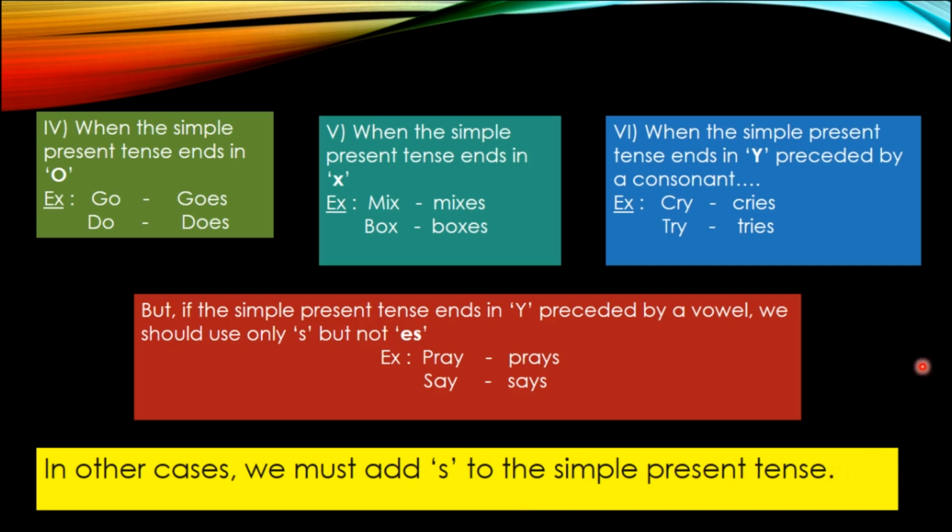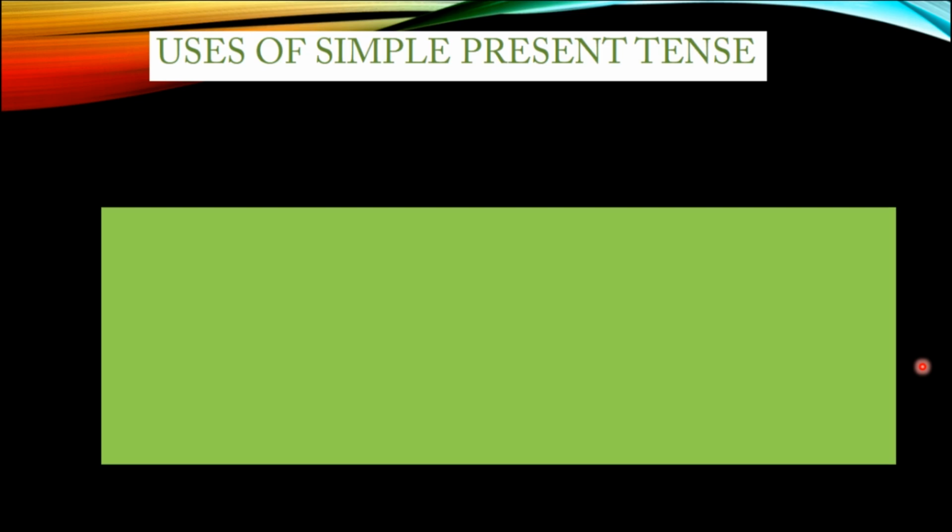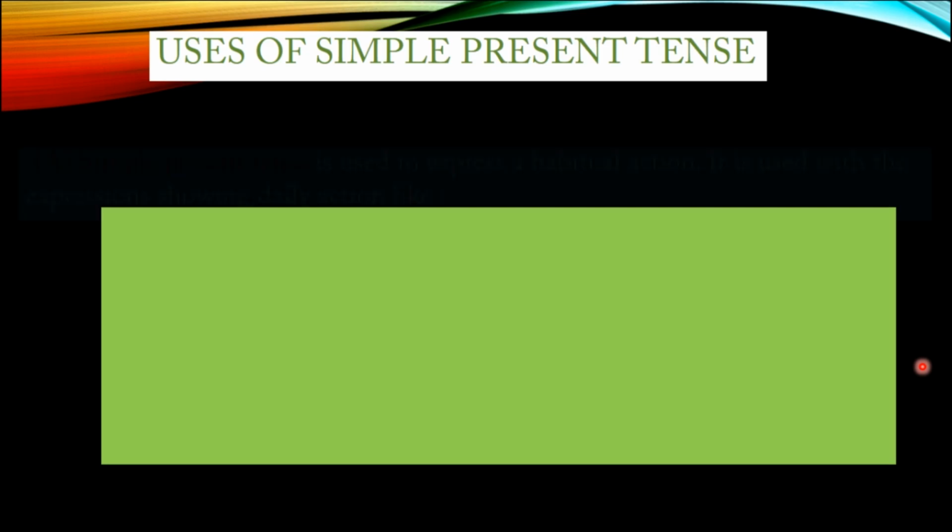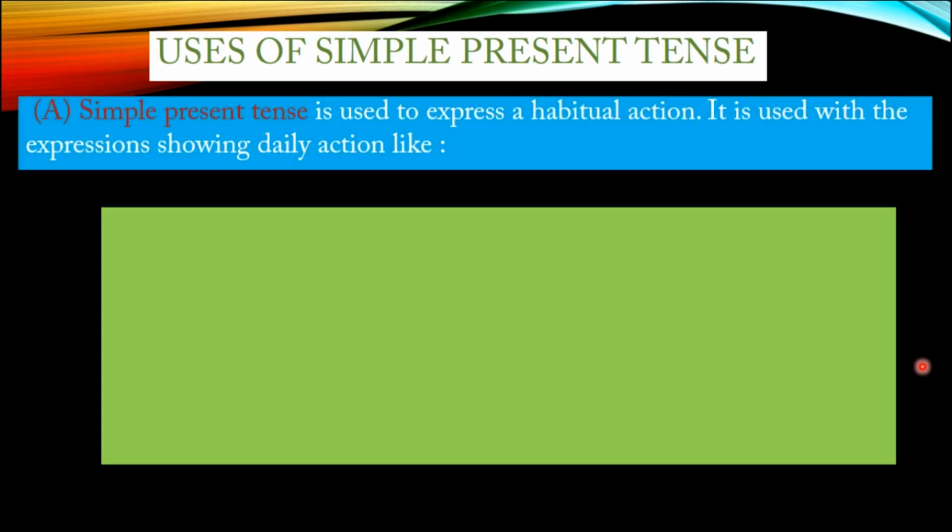Okay, boys? Now, uses of simple present tense. It's very, very important. The first usage: simple present tense is used to express a habitual action. Children, what are habits? Drinking tea or milk or Boost is a habit. Getting up early is a habit and a daily action also.